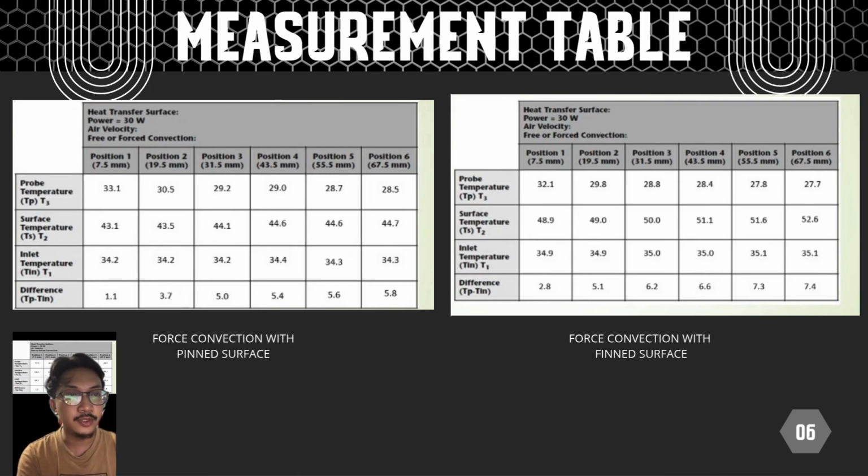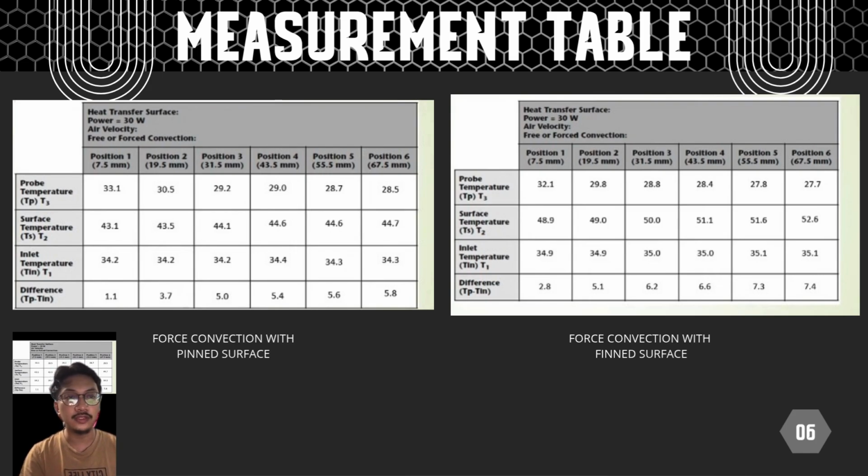Based on the measurement table, the experiment was conducted at a heat transfer surface power of 30 watts under free or forced convection conditions. For position 1 until position 6, the probe temperature, surface temperature and inlet temperature were recorded. From the table, we can see that the probe temperature decreased as the distance increased. For example, in the first data set, the probe temperature decreased from 33.1 degrees Celsius at position 1 to 28.5 degrees Celsius at position 6.